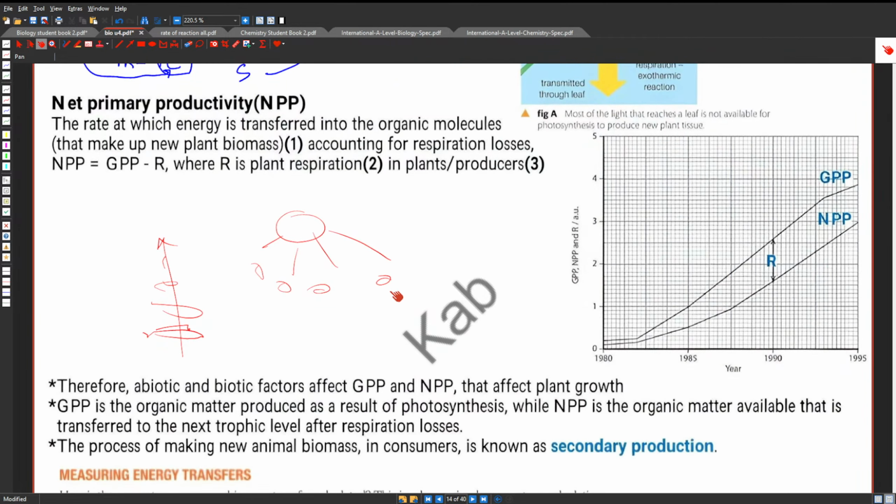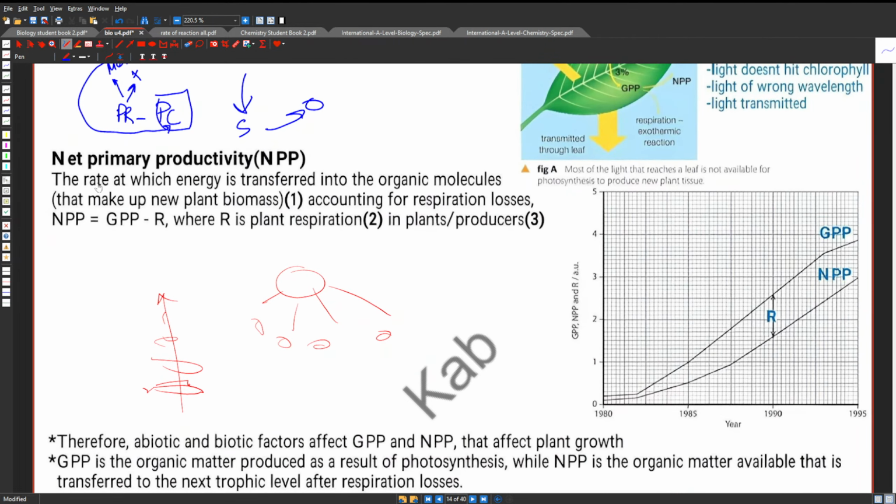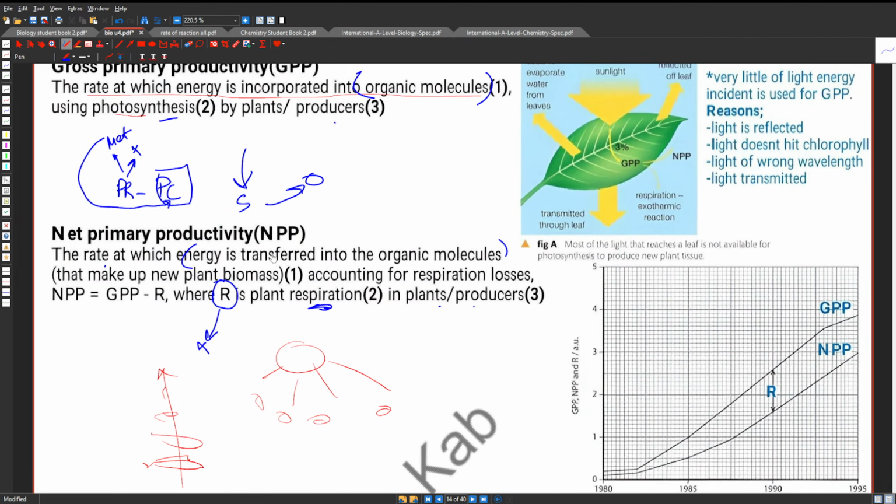Okay, let's talk about NPP before going into that picture. NPP is the rate at which energy is transferred into the organic molecules that make up the new plant biomass, accounting for respiration losses. NPP equals GPP minus R, where R is plant respiration in plants, the producers. R is exactly the respiration where energy is lost. This energy cannot be inherited by the primary consumer.